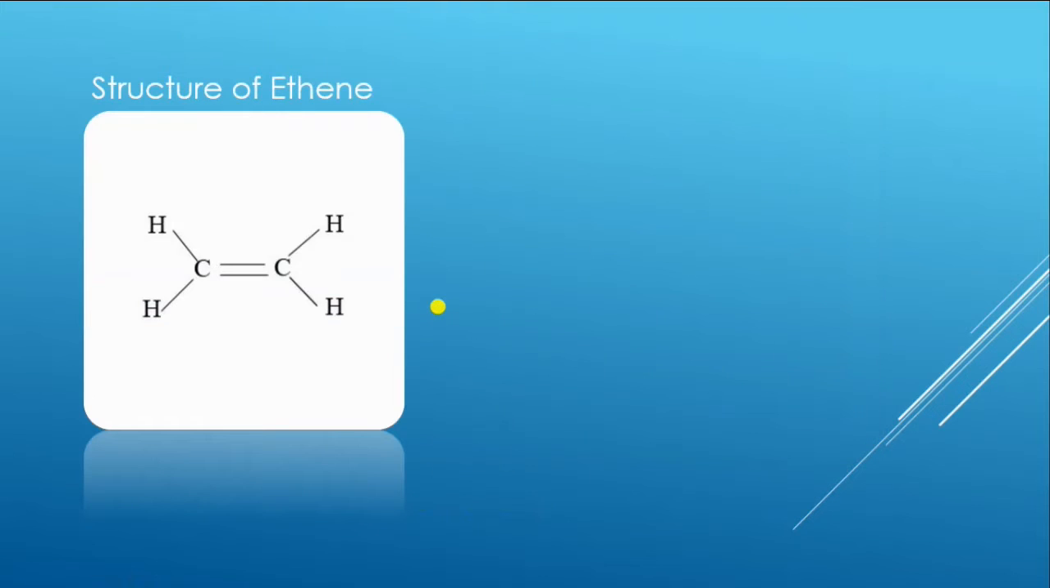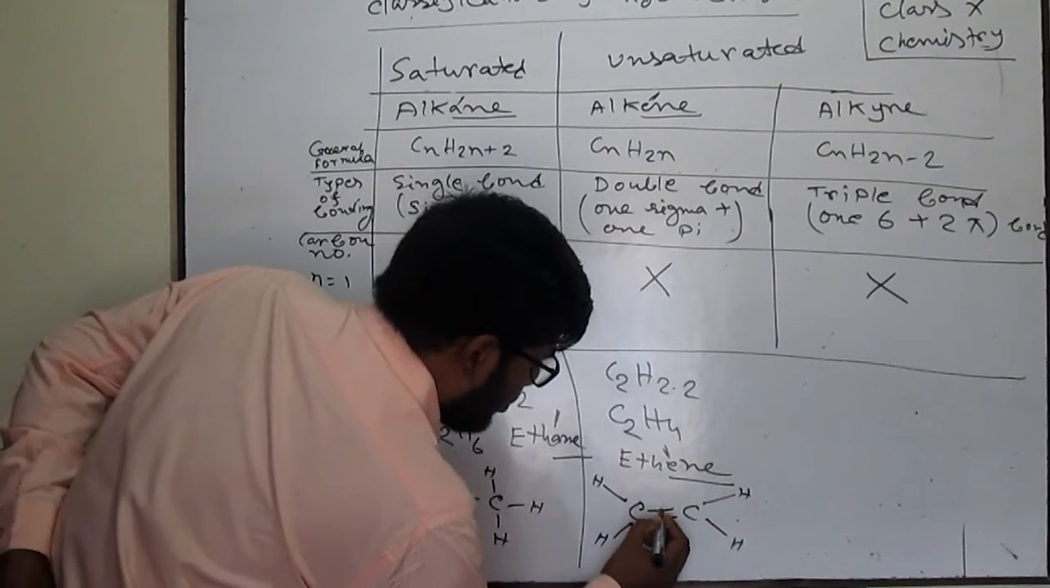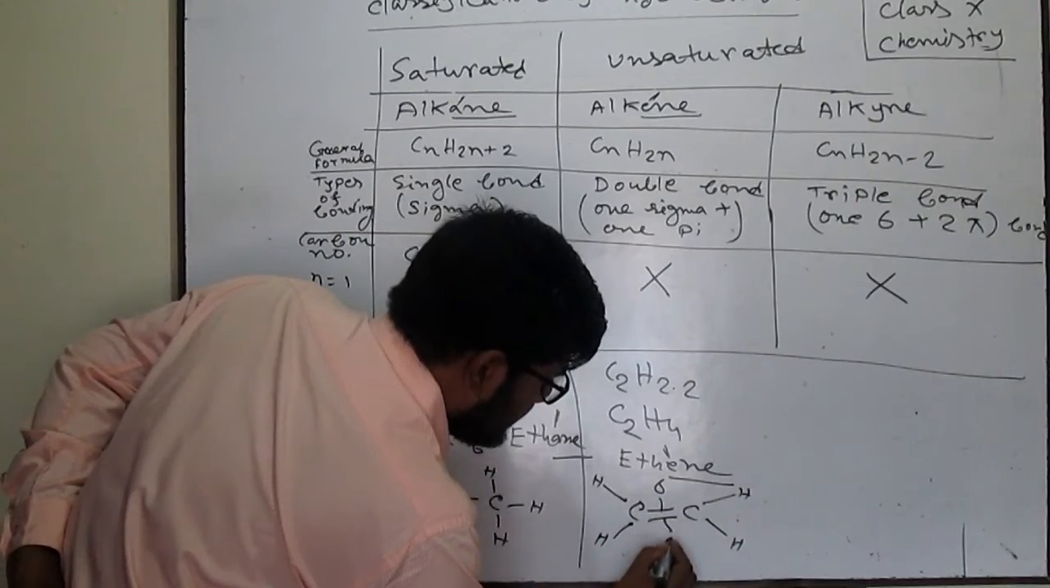Okay, next slide. Structure of ethene. Here, I wrote it on my board, and this is the structure of ethene. Carbon-carbon double bond and 2 hydrogen atoms are attached with each of the 2 carbon atoms. One is a sigma bond, another is a pi bond. So one is sigma, another is pi.